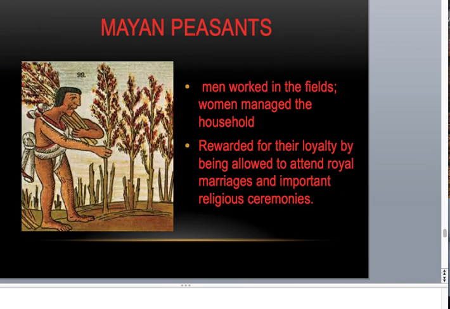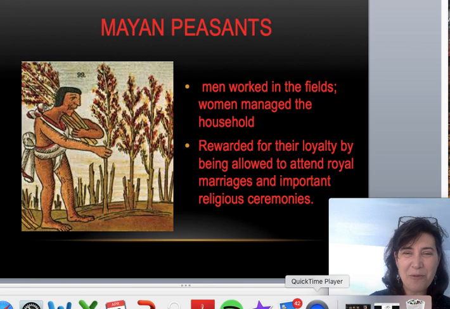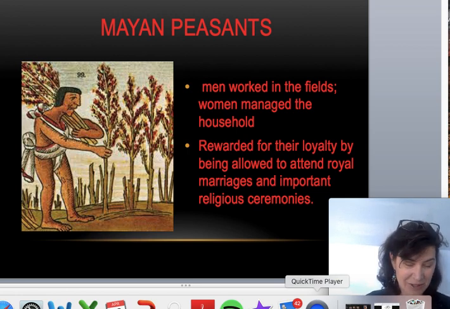The next level on our hierarchy here are the Mayan peasants. The men typically would work in the field, and the women typically would manage the household, sort of like traditional 1950s United States a little bit. Peasants might be rewarded for their loyalty by being allowed to attend royal marriages and important religious ceremonies.